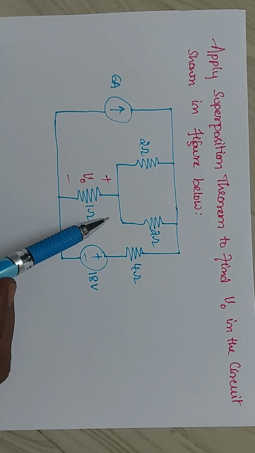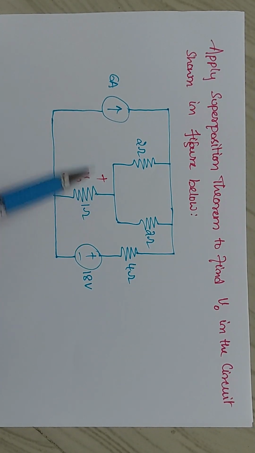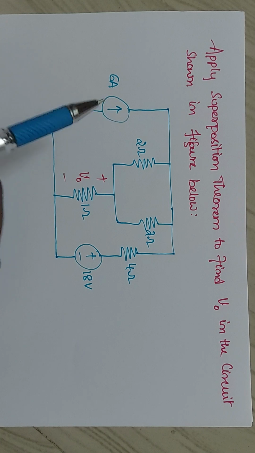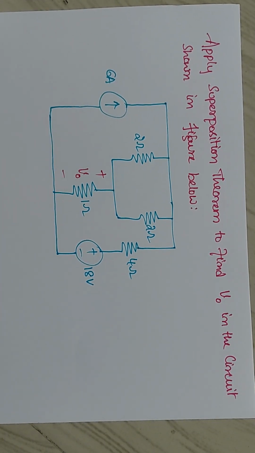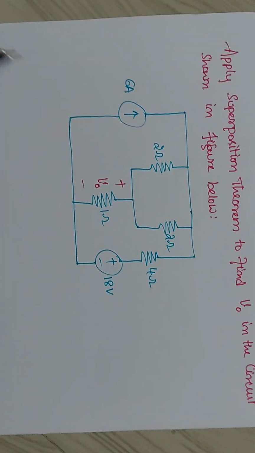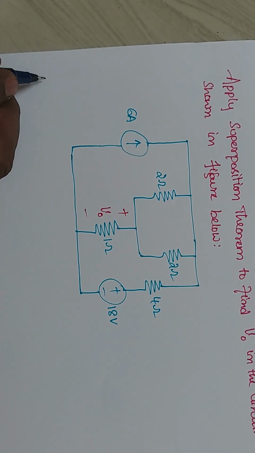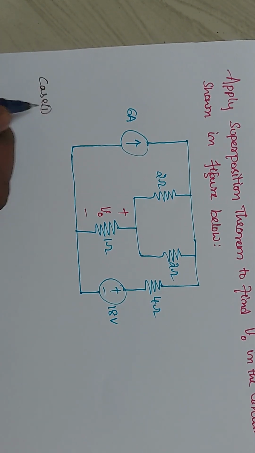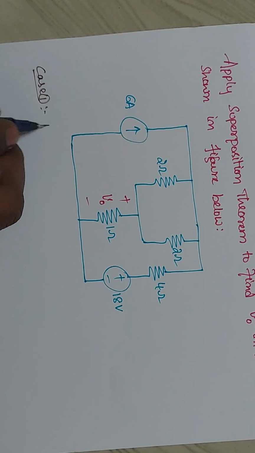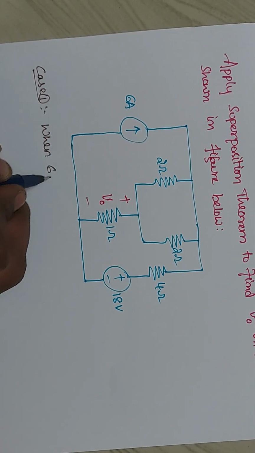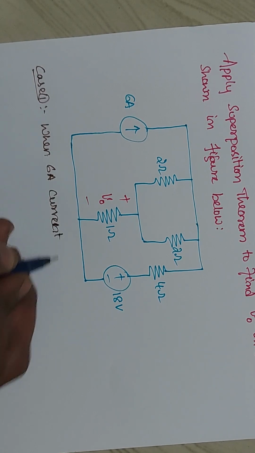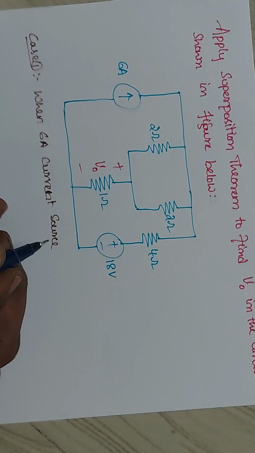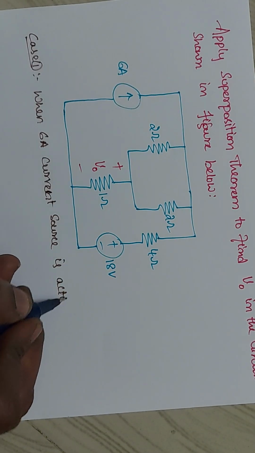So how many cases are we going to discuss? Two cases. What are they? Each case for each source. So first of all, case 1. What is case 1? Case 1 is when the 6 amperes current source is acting alone.